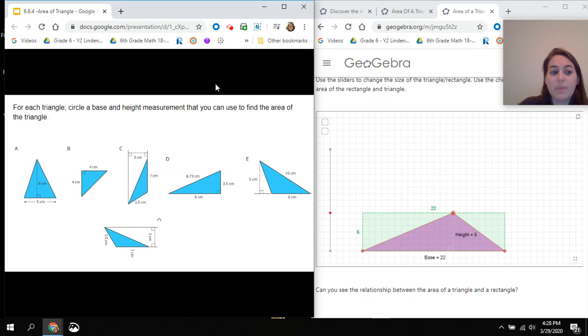For each triangle, circle a base and a height measurement that you can use to find the area of the triangle. I'm going to pause here to let you show your work on paper. Let's check our work. For A, 5 centimeters at the bottom had to be the base, and 6 centimeters was the height. For B, either one of these could be thought of as the base or height. It doesn't matter in a right triangle. You can check the rest on your own. If you have any questions, feel free to check in with your teacher.